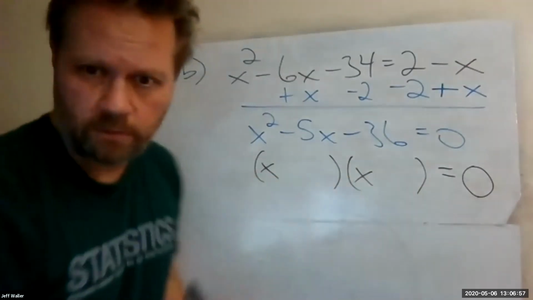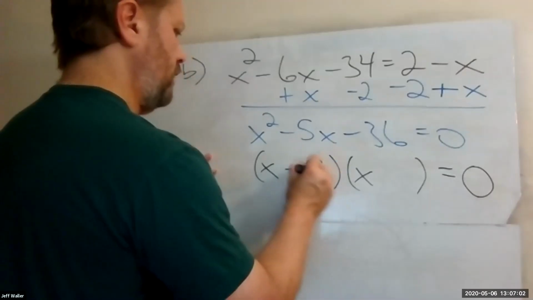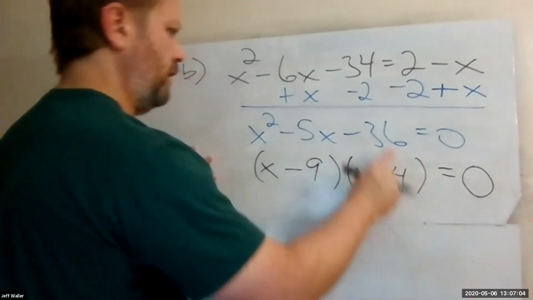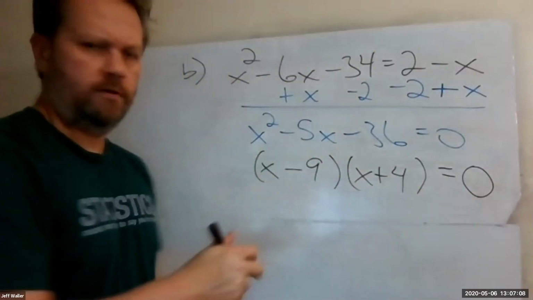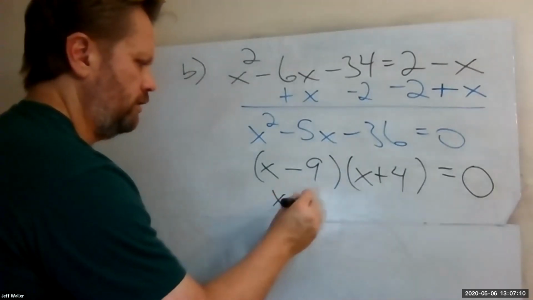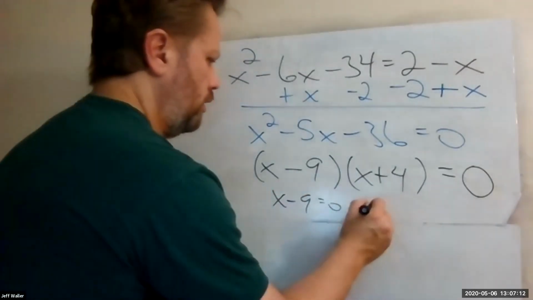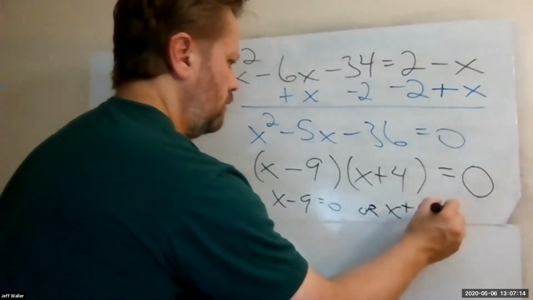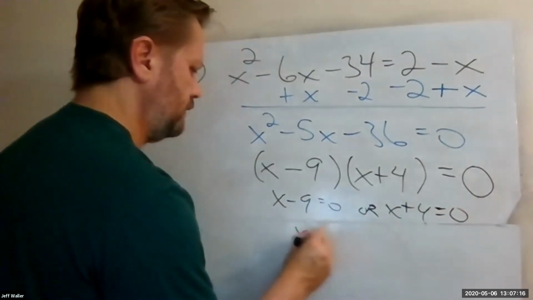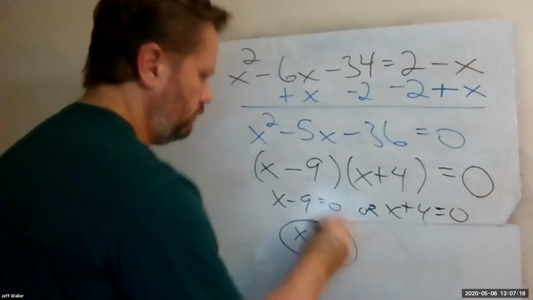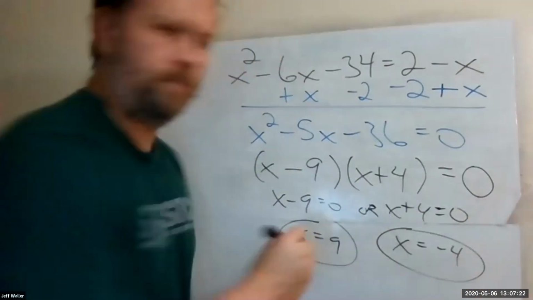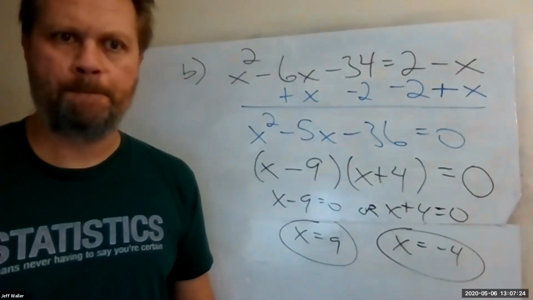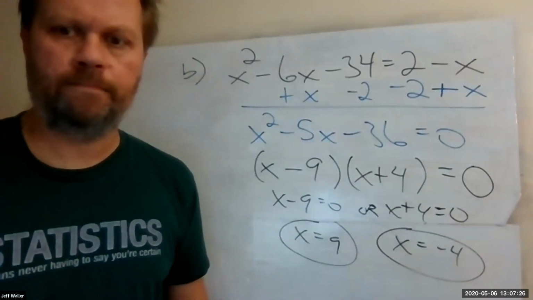Anybody? 4 and -9. Yeah, so -9 and 4. That'll make -36 and -5 when I multiply and add them. So then either this is 0 or that is 0. So either x is 9, add the 9, or subtract the 4, x is -4.